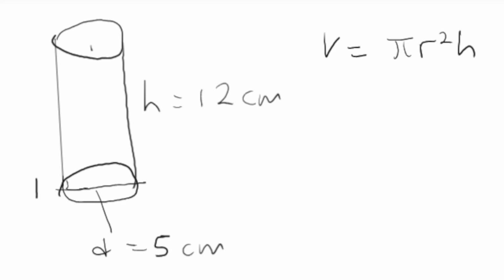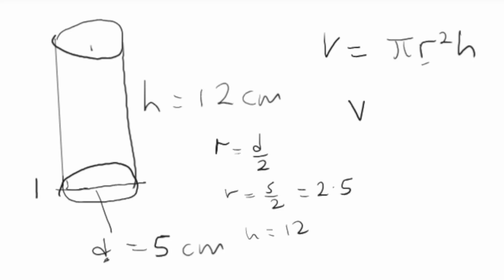So now, the only trick here is in our formula we have a radius, and then in our question we have a diameter. So that is what you need to know, that radius is equal to diameter over 2. So we know that our radius for this cylinder is going to give us 5 over 2, which is 2.5. So our radius is 2.5 centimeters, and then we know that our height for the cylinder is 12 centimeters.